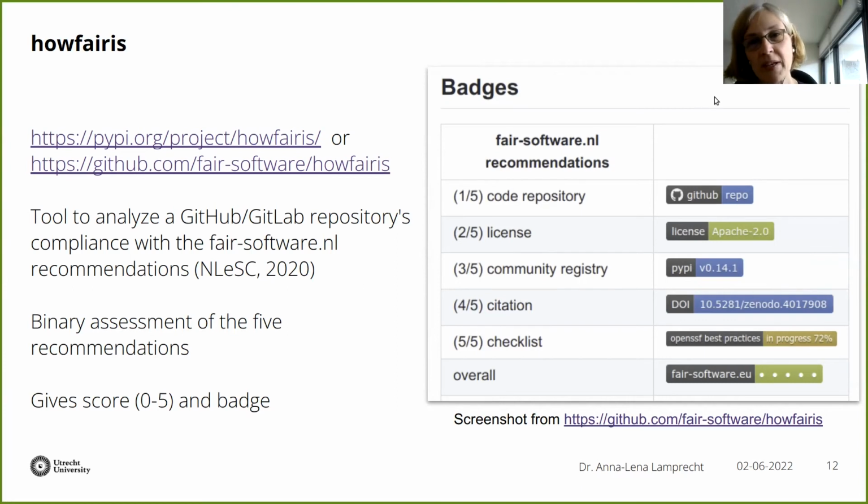And I took here a screenshot from the How Fair Is page itself. So it applied its own recommendations, showing here, the code is in a repository, there's a link, it has a license, it's registered. It's this Python code, so it's registered as a Python package in the PyPI index. There's citation information, so a DOI minted by Zenodo that points to a version of the software. And a software quality checklist has been used, the OpenSSF best practices.